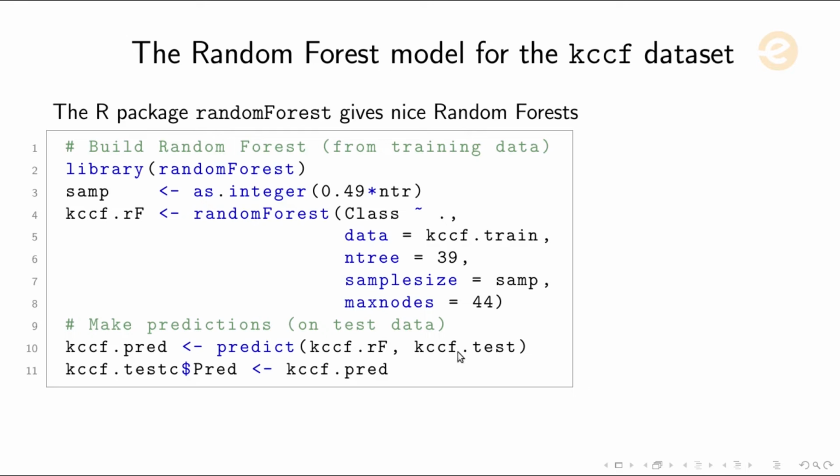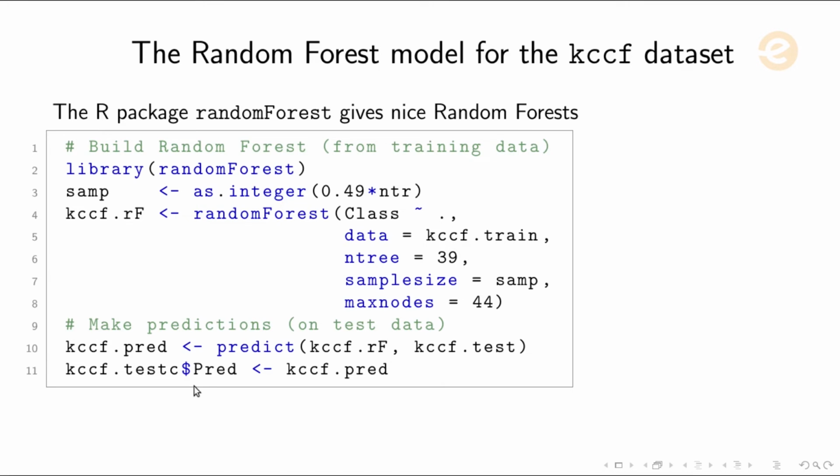Once we do that, our forest is built, and we can use it to predict the class of the test data with a very similar kind of function. We use the same random forest built here and apply it to the test data to get the predictions. Here the predictions are much simpler than in the decision tree case, and we can just store them directly as a new column in the test C data frame.